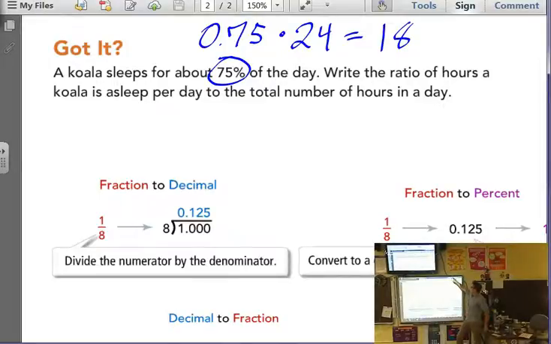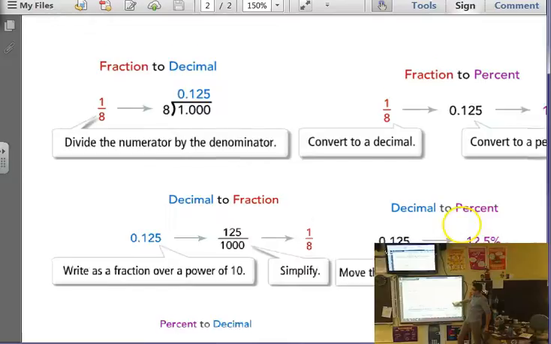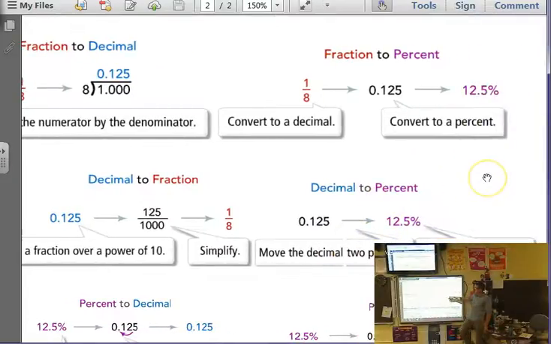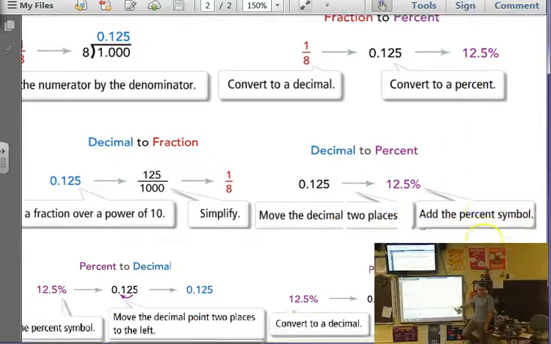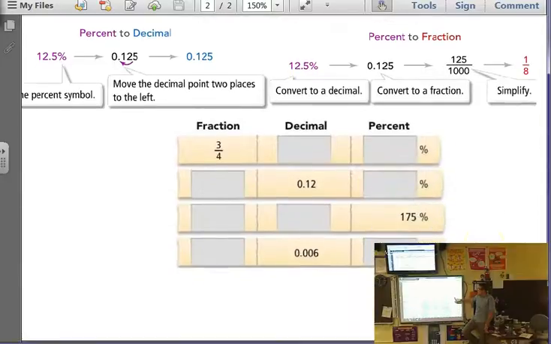So I just have another reminder here of how we do all this. Fraction to decimal, fraction to percent, decimal to fraction, decimal to percent, all of those conversion processes. So last thing we want to do right here is fill in this table. I want you to try to fill in as many of these values as possible. These fractions will be our reduced fractions.